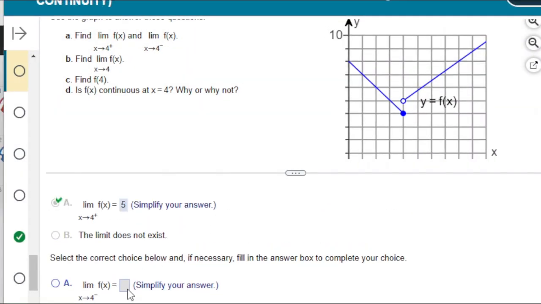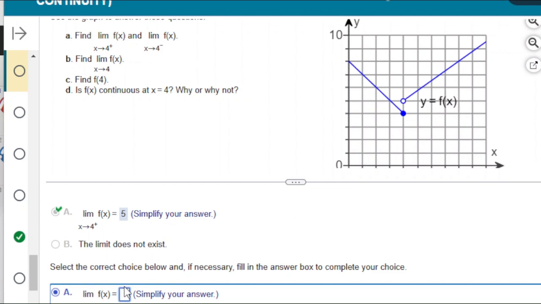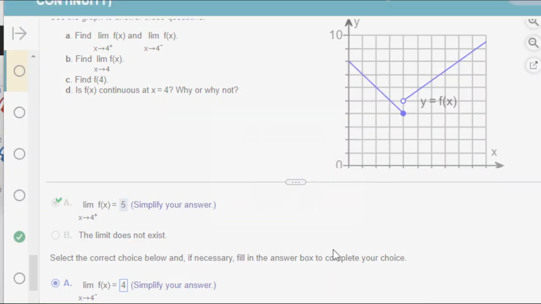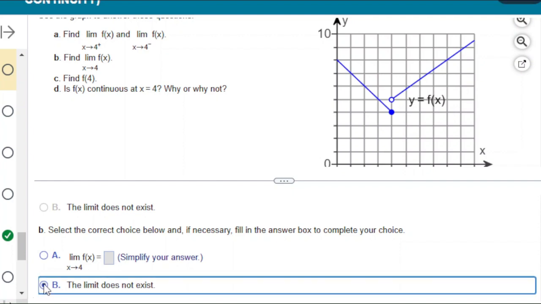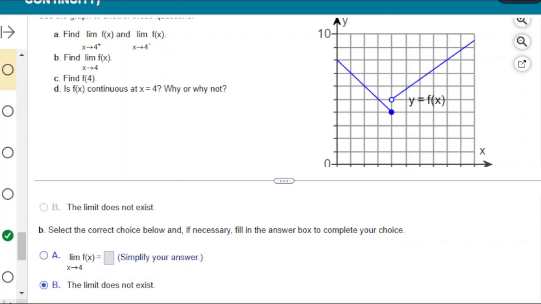And as we approach from the left, we get 4 as our answer. Let's check our answer. And what about for the two-sided limit? Limit as x approaches 4 of this function. Well, we're going to have to put does not exist. So don't just leave it blank. Make sure you click that the limit does not exist. Right? So the limit does not exist.